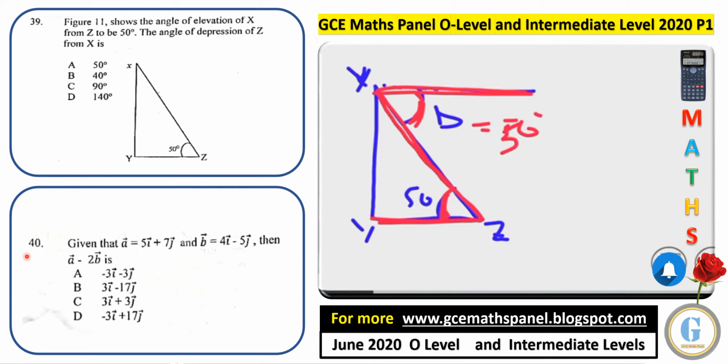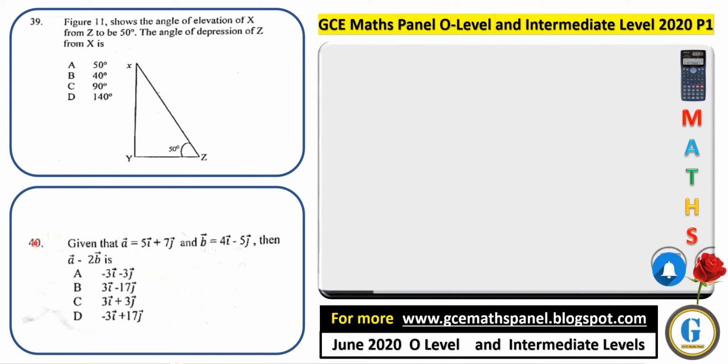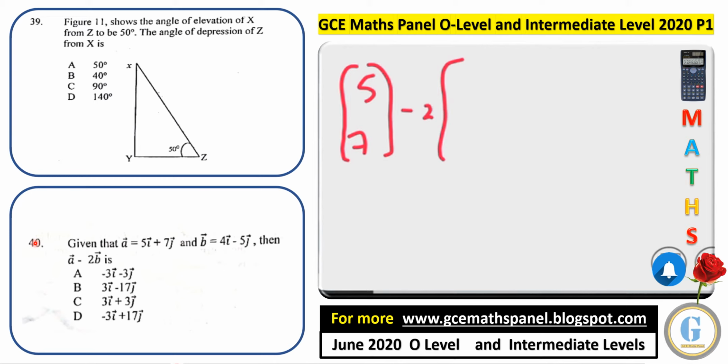Question 40. Given that A is equal to 5i plus 7j and B is equal to 4i minus 5j, find the vector A minus 2B. To find the vector A minus 2B, A minus 2B should just be equal to my vector A, which is 5i plus 7j, so 5, 7, minus 2 times B. My B is 4, minus 5.